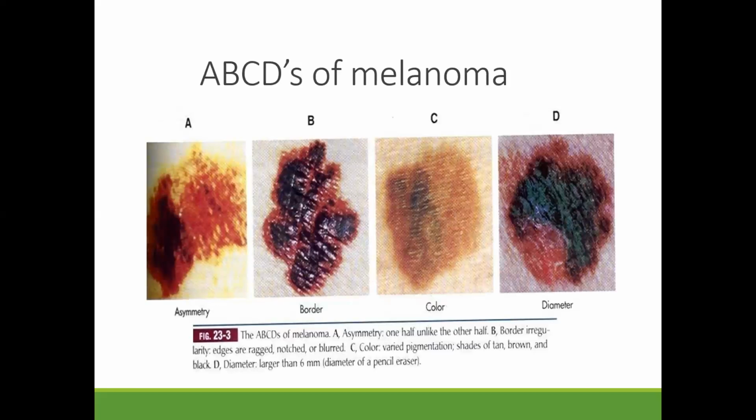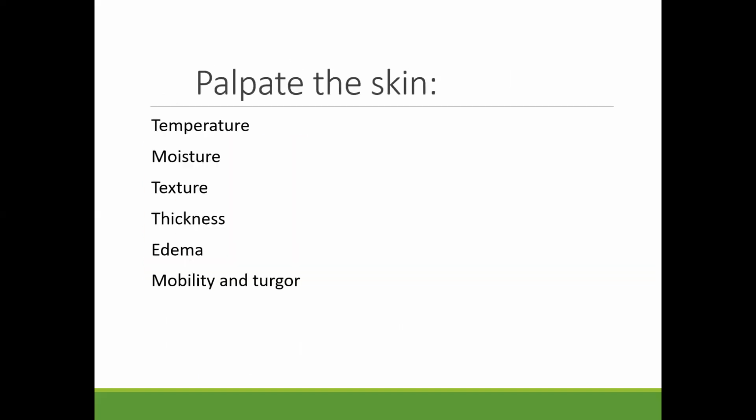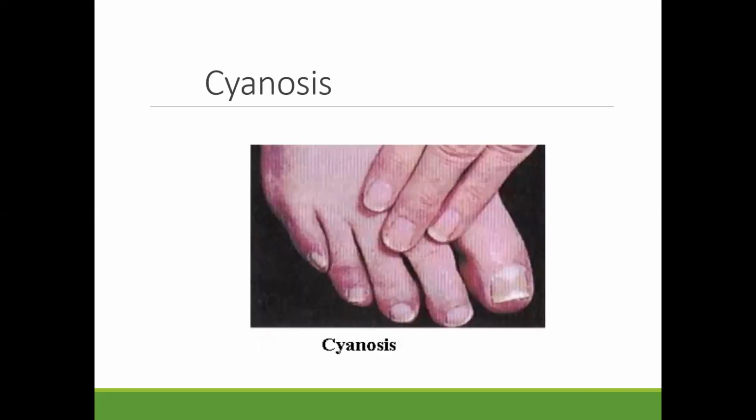So this is just a different picture of the ABCDs. Palpate the skin. You're going to feel the temperature of the skin, check for any moisture, texture, thickness, any edema, checking for mobility and turgor. This is a picture of cyanosis.